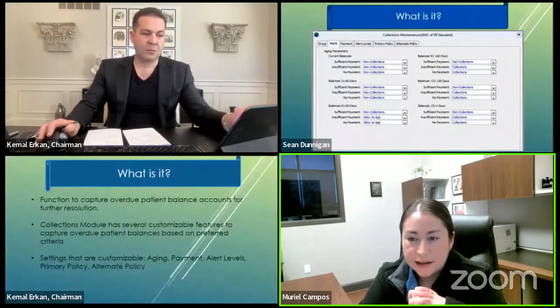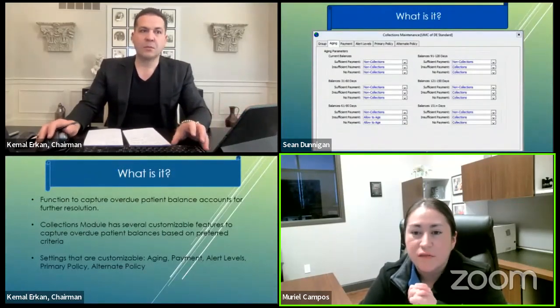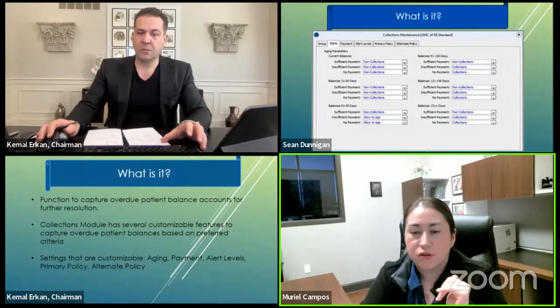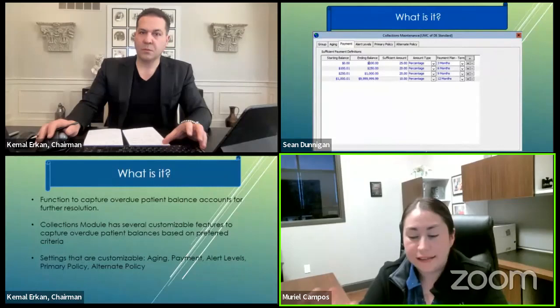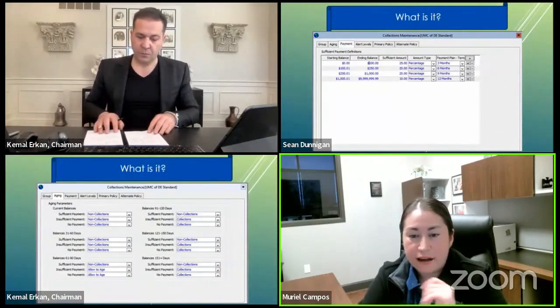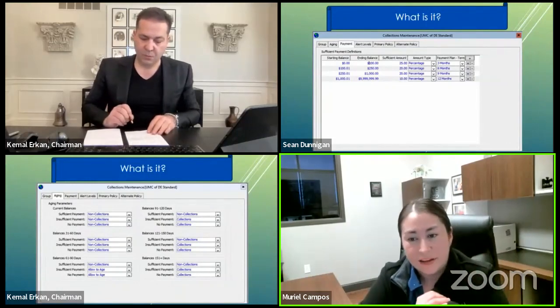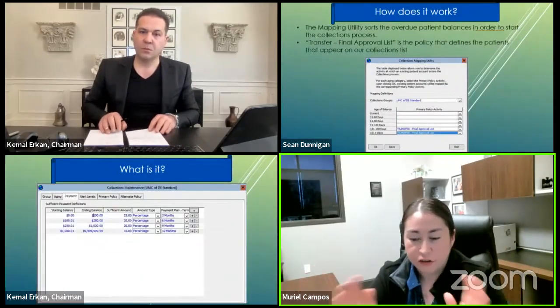The aging feature tells the system, when you run the module, where to classify the balances, what buckets to put the balances in. Based on that, you also have sufficient payment definitions or insufficient payment definitions, and I'll go into a little more detail on that. So that's the main thing: first of all, the aging feature.